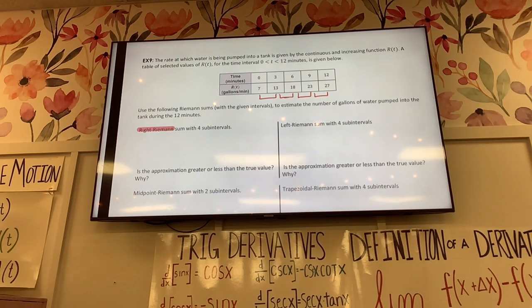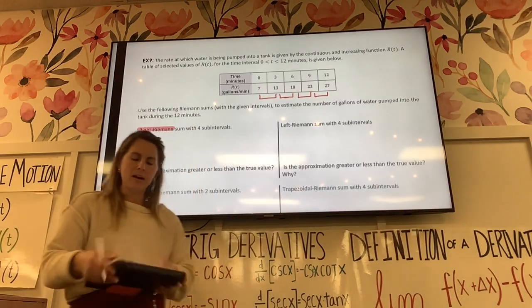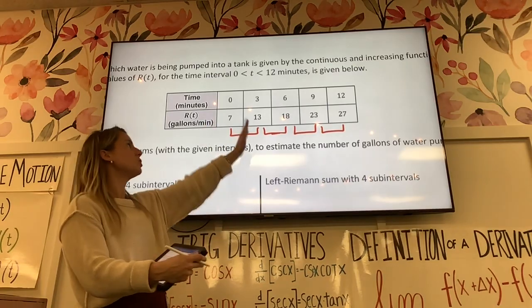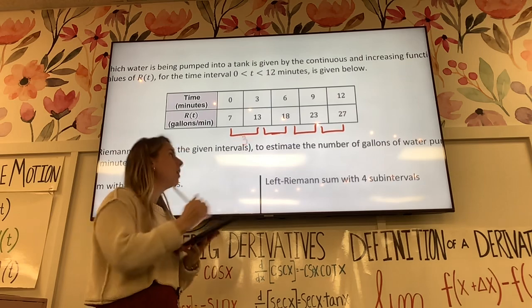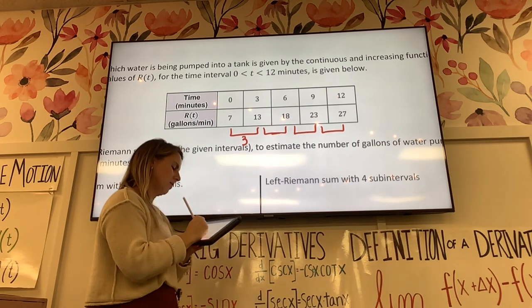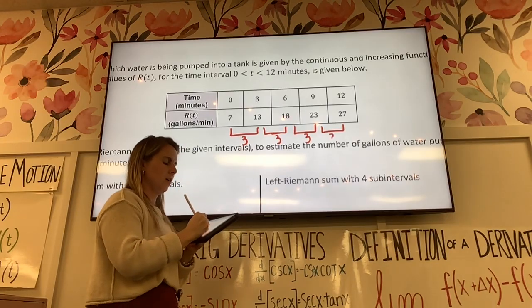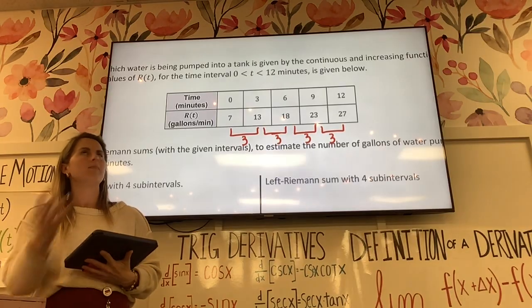Because we're given a table, we are not given a function, your widths might be different. So you have to look at your table. Now I think on your homework they're different. On this one, I don't think they are, but just make sure you check. What is the width from 0 to 3? 3. What is the width from 3 to 6? 3. From 6 to 9? 3. And from 9 to 12? 3. So make sure you check if you're given a table. They do not have to be the same. They are in this case.